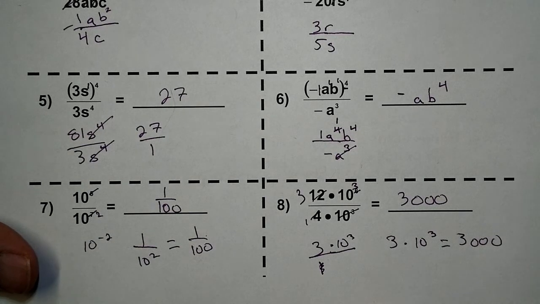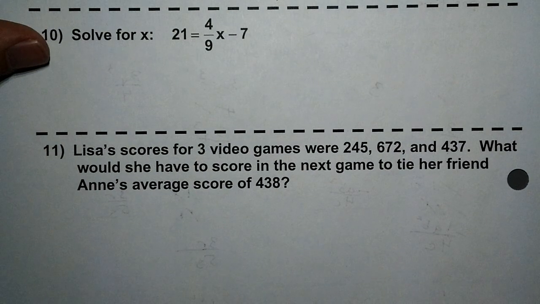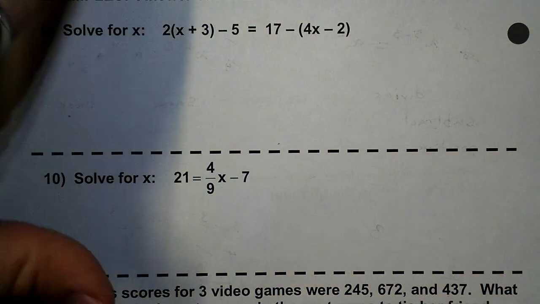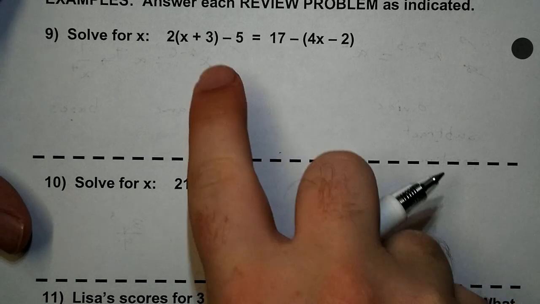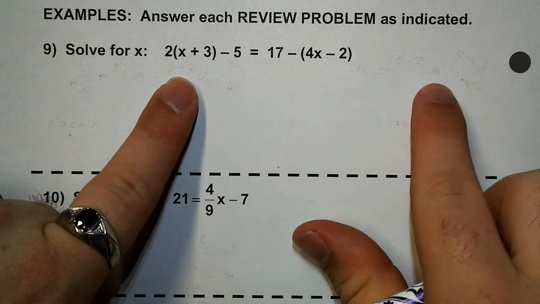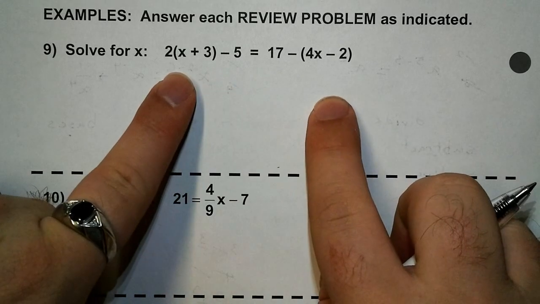All right, let's flip over to the back. Now the rest of these are going to be review problems. We'll just handle them one at a time. Number 9 says solve for x, and we have all of this. Well, we've got to get x by itself.